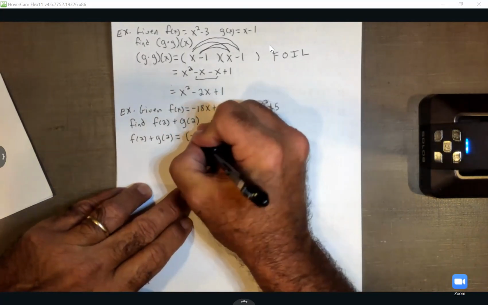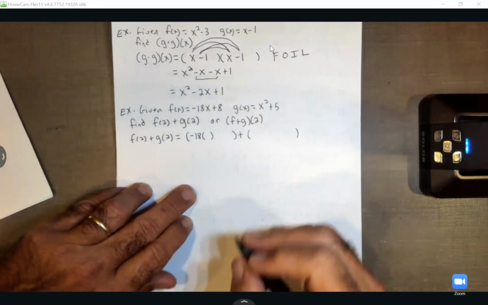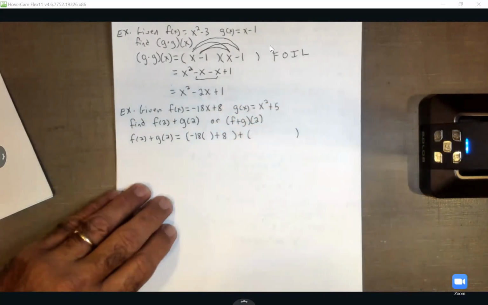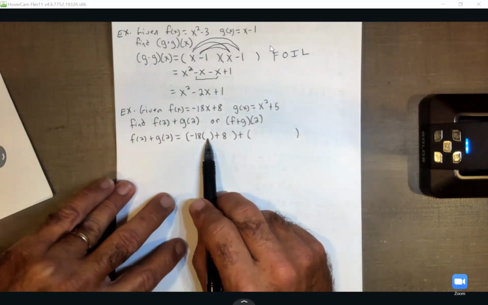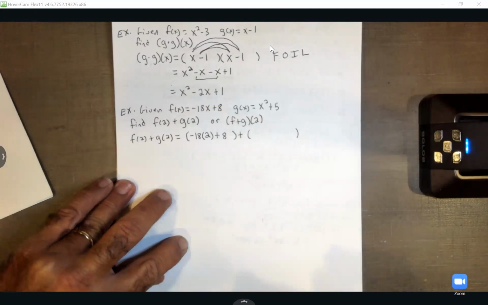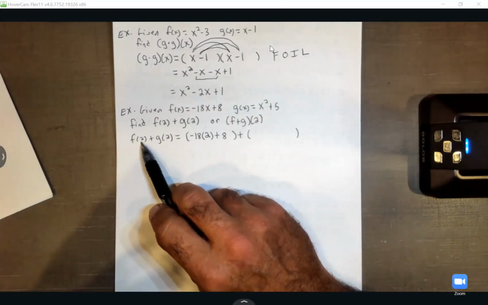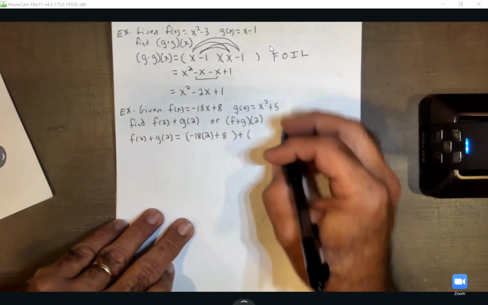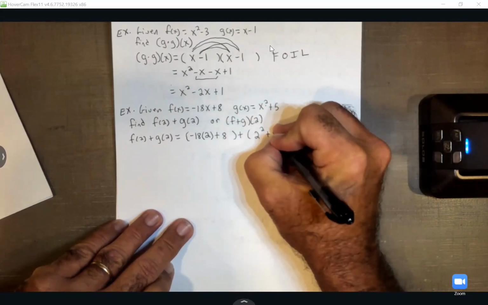So let me start out. I'm going to put the -18, then some parentheses, and then I'll put my +8. So what am I putting right here in these parentheses? 2. I'm gonna put that 2. That's what the f of 2 is saying: put this 2 in for your variable. And over here, you got an x squared, so that's gonna be a 2 squared plus 5.